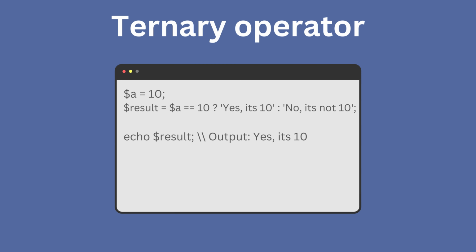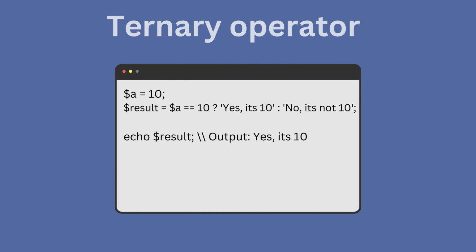And finally, we have the ternary operator. It's a shorthand way of writing an if-else statement. In this example, we're checking if the value of the variable $a is equal to 10. If it is, the value of $result will be, yes, it's 10. But if it's not, the value of $result will be, no, it's not 10.